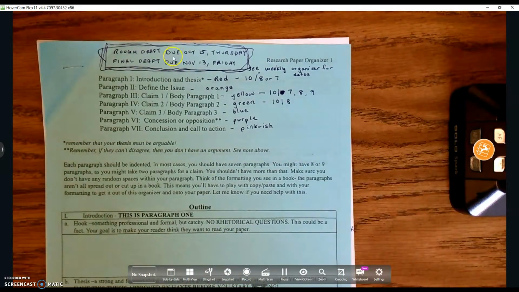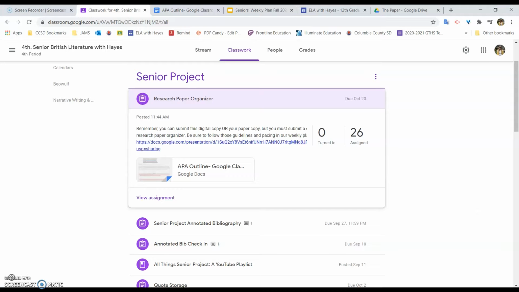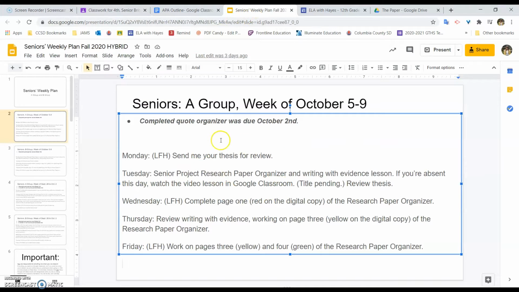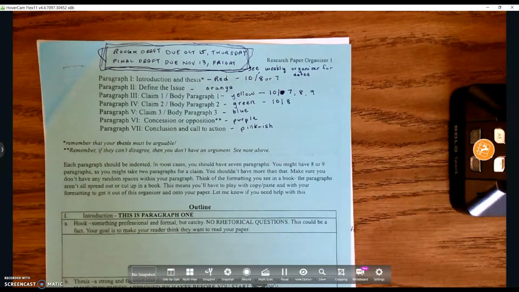So let's look at our example that we worked on in class. You'll notice that the rough draft is due October 15th on Thursday, and the final draft is due November 13th on Friday. If you just follow along and do everything that I say as I say to do it in this weekly organizer, you'll be fine. I will elaborate on what exactly must be turned in for the rough draft as we get closer to it. For now, follow along with what I'm asking you to do. Okay?